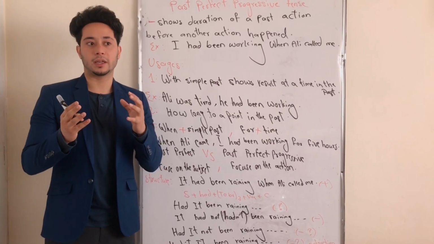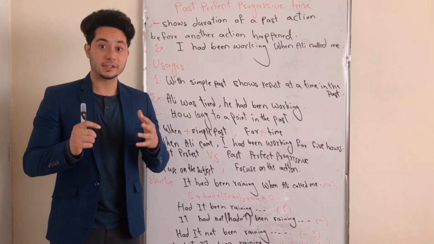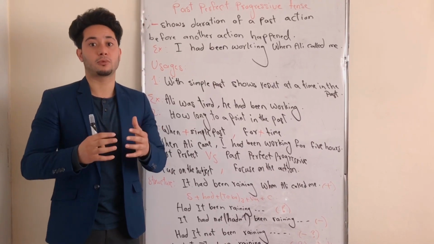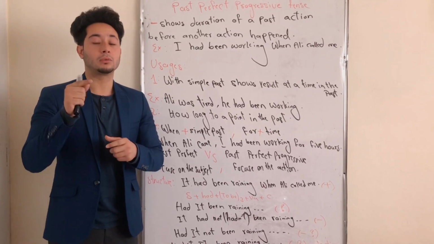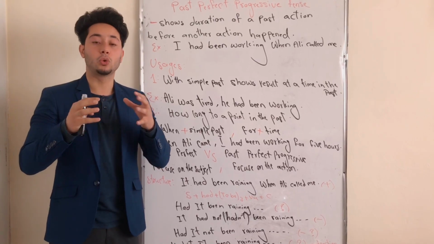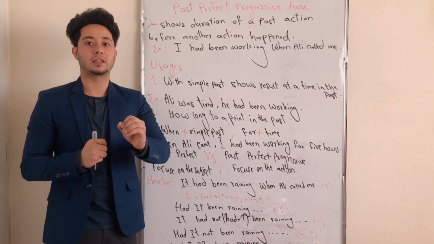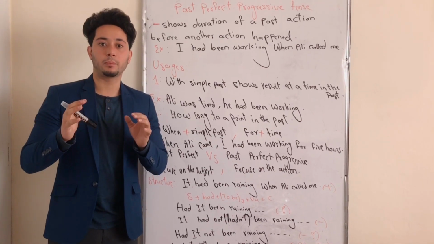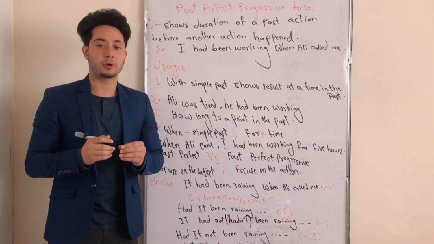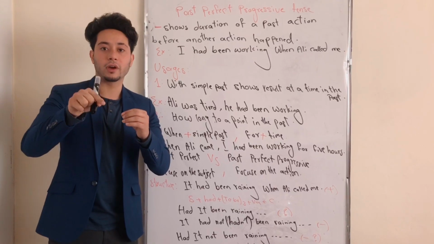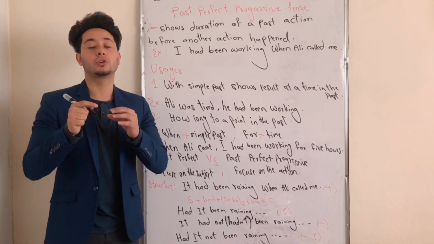Okay, now there is a question: what is the difference between past perfect tense and past perfect progressive tense? The simple difference is that, as it is completely clear from its name, we use past perfect progressive tense to talk about duration of the action, but we use past perfect tense only to talk about the action which is completed before another action in the past. And the next difference is that we use past perfect progressive tense to focus on the action, which is the verb, and we use past perfect tense to focus on the subject or the doer of the action.